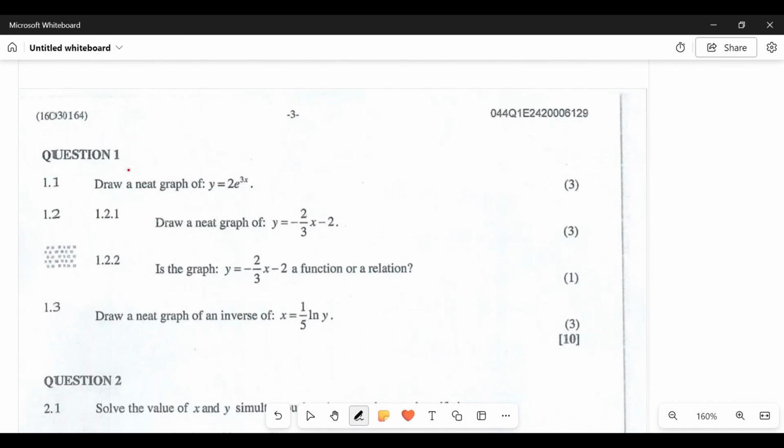Right guys, as you can see, here is our question 1. Question 1 consists of 1.1, 1.2.1, 1.2.2, and 1.3. So it actually has 4 questions. We're going to start with 1.1, where they want us to draw a neat graph of y equals 2e to the power of 3x. I'm going to copy this question and paste it where there's space and we start solving it.